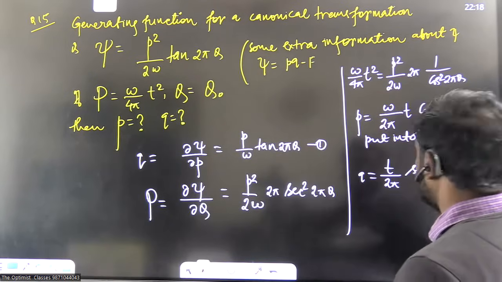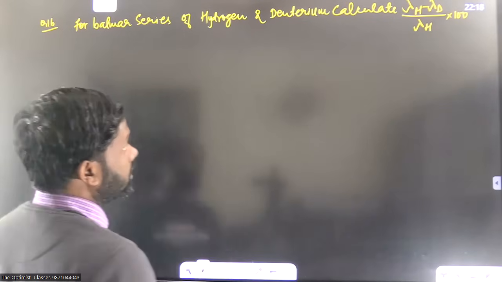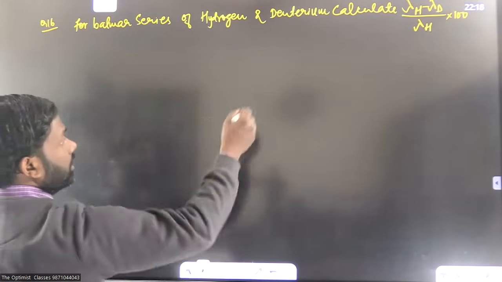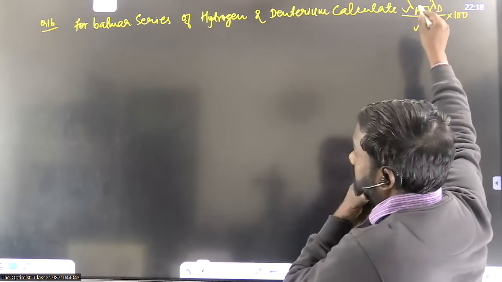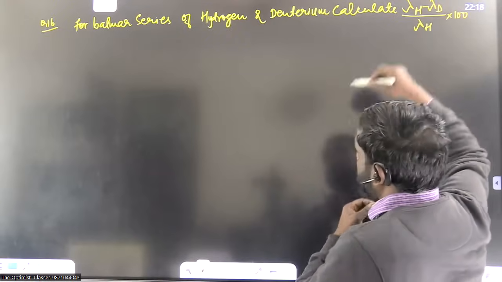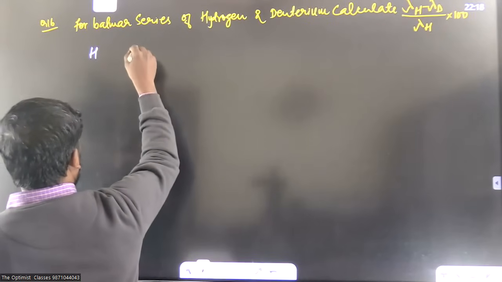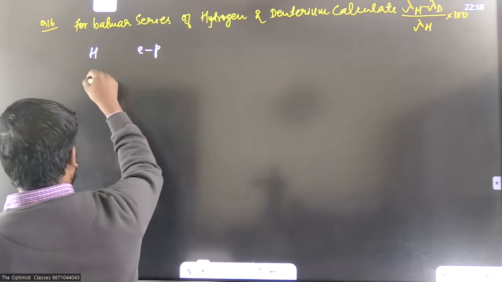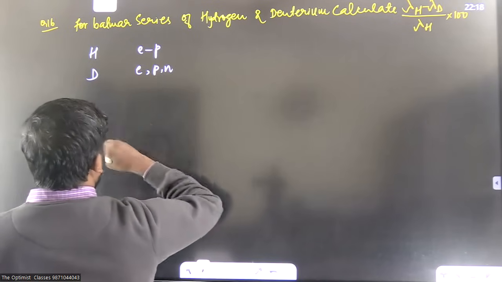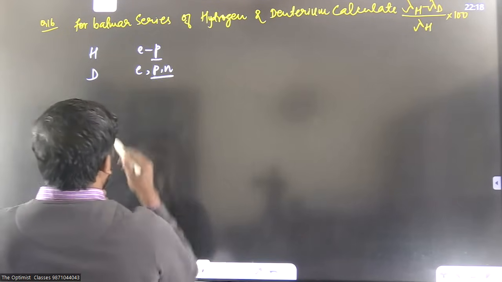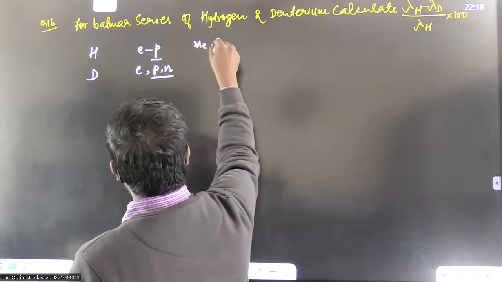Now, next question. It says for the Balmer series of hydrogen and deuterium, calculate this lambda h minus lambda d. This is the wavelength emitted by hydrogen, and this is the wavelength emitted by deuterium. We know that hydrogen consists of an electron and a proton, and deuterium consists of an electron, proton and neutron. In the nucleus there are proton and neutron. So basically here, there is the mass of electron and there is the mass of proton.